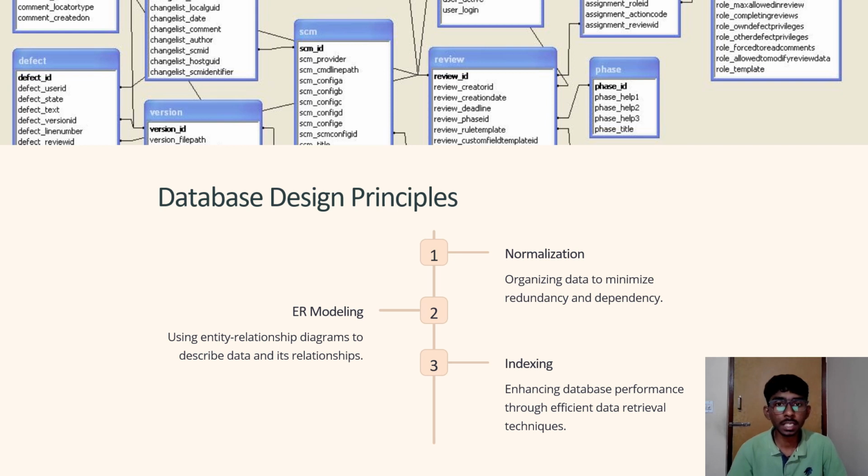And the database design principles are normalization, ER modeling, and indexing. Normalization refers to organizing data to minimize redundancy and dependency. Like if there are two columns with the same attributes and the same values, then this can be reduced by the principle of normalization. And this helps in creating an efficient table or relation to use in the database.